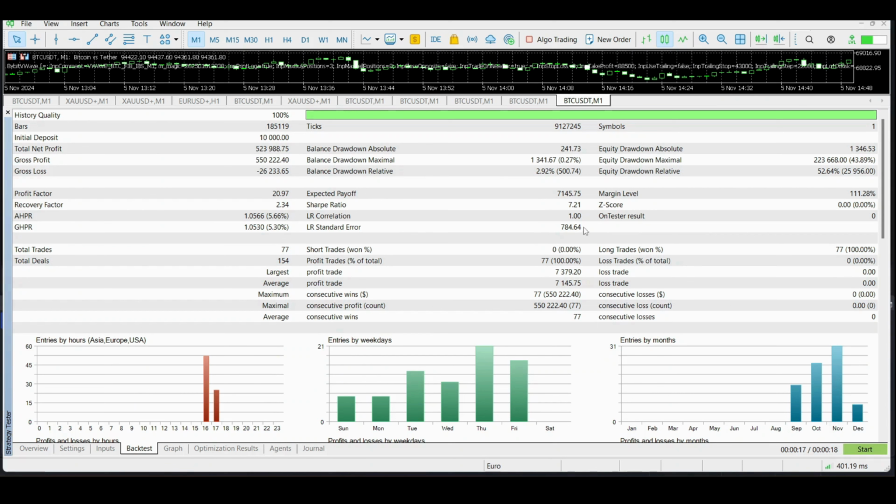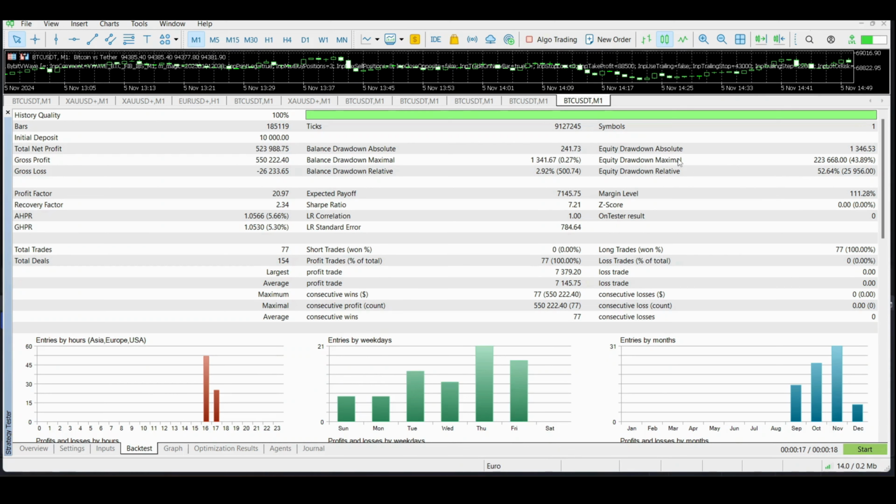The second issue is unbalanced drawdown. So if you see here, your balance drawdown maximal is 0.27%, your balance drawdown relative is 2.92%, your equity drawdown is 43%, and your equity drawdown relative is 52%.